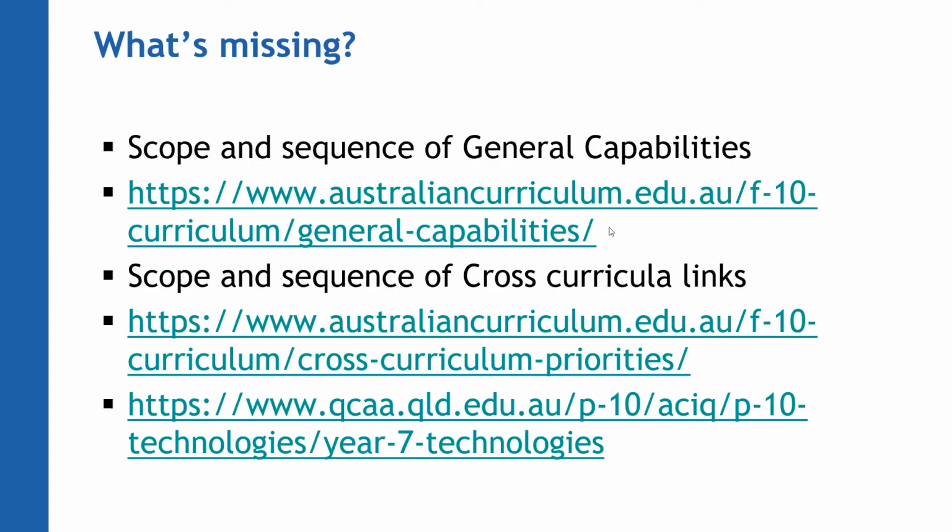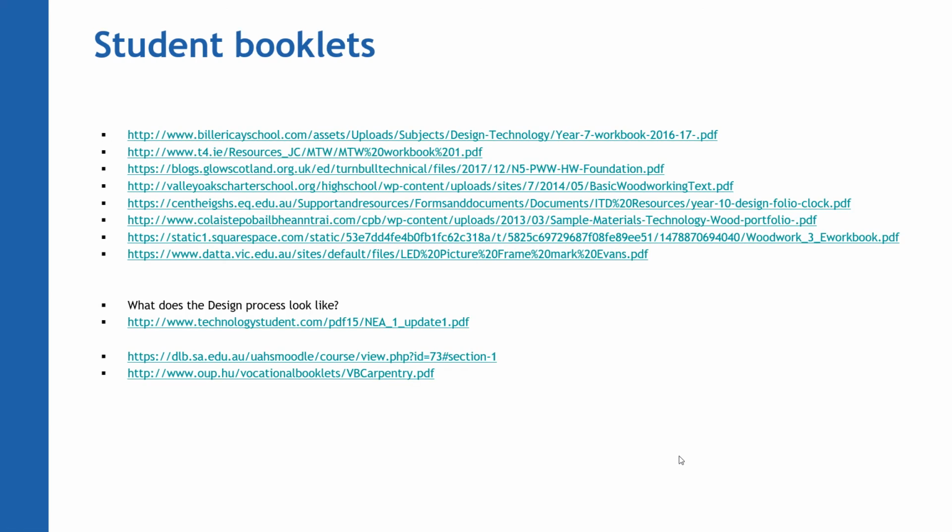So what's missing? Scope and sequence and general capabilities. I haven't gone through that, but here it is. If you're going through here, you can see that. And of course, the cross-curricular links, because don't forget you need to map those into your teaching and learning program as well. Some examples of student booklets that you might come across.